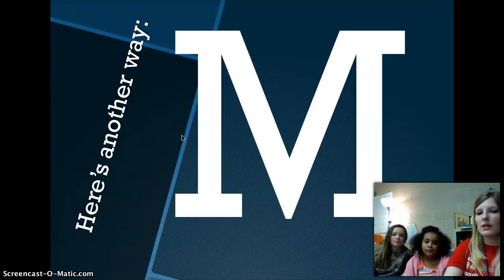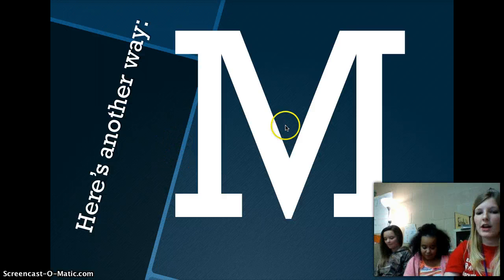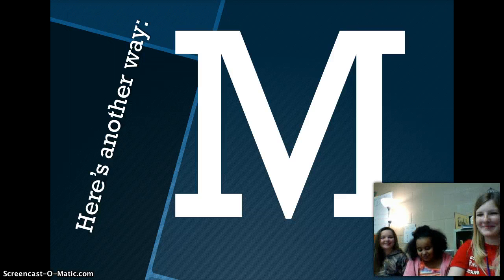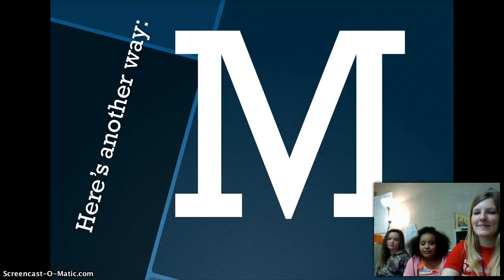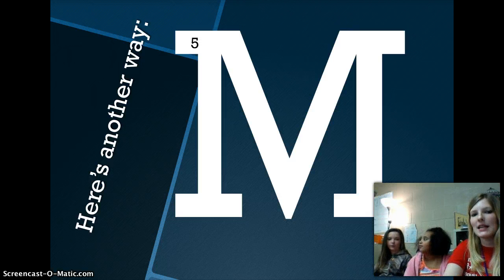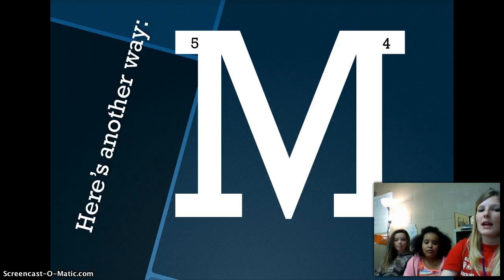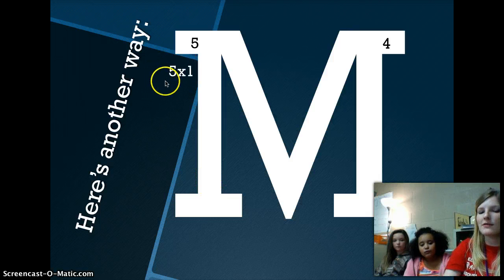Here's another way to do it. So in your notebooks, draw a giant bubble M like this, and pause the video while you do this. So let's see if we can find the LCM, the least common multiple between two numbers. And for a practice, we're going to do 5 and 4 together. This way, we can either skip count and just write your multiples of 5, or if you need a little extra practice, we can write out the factors.